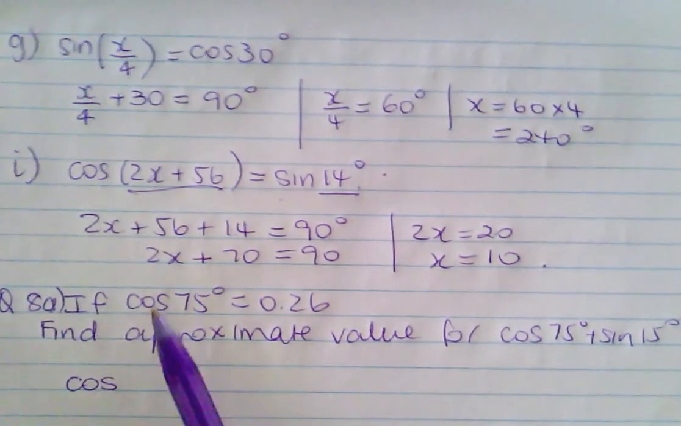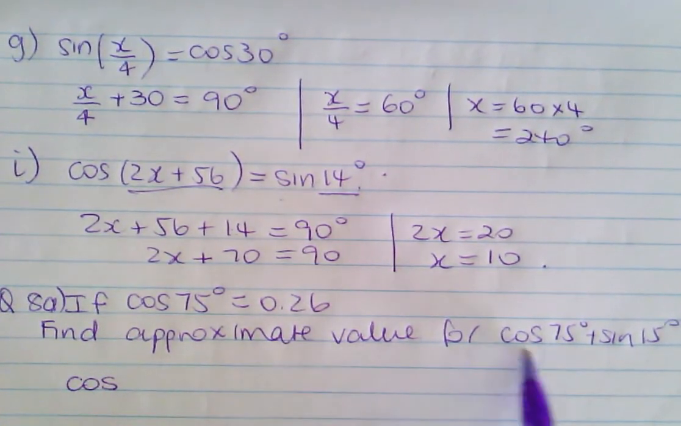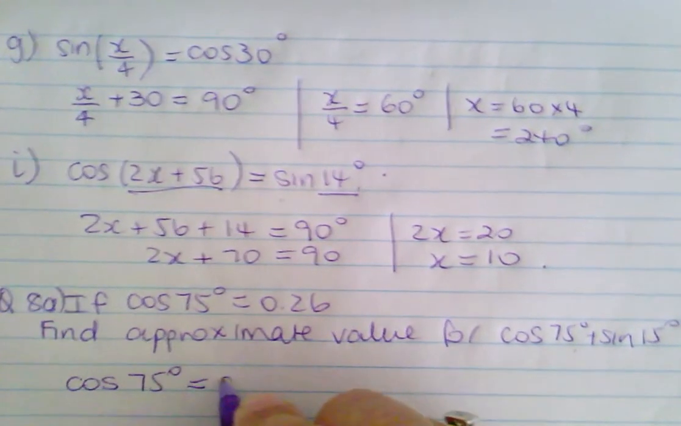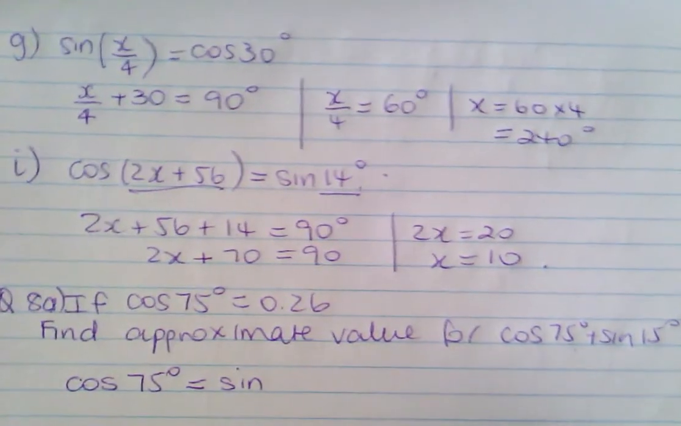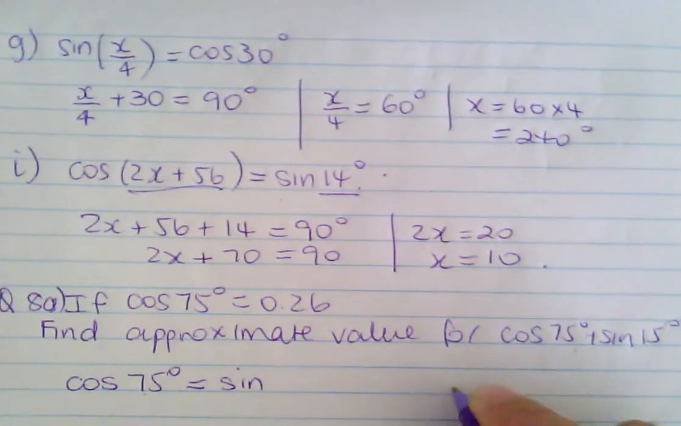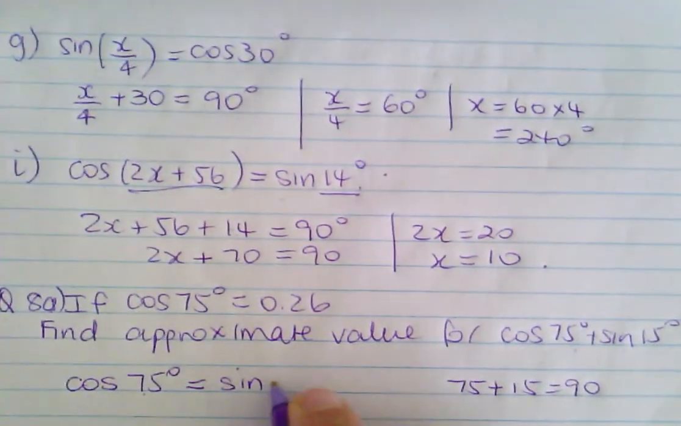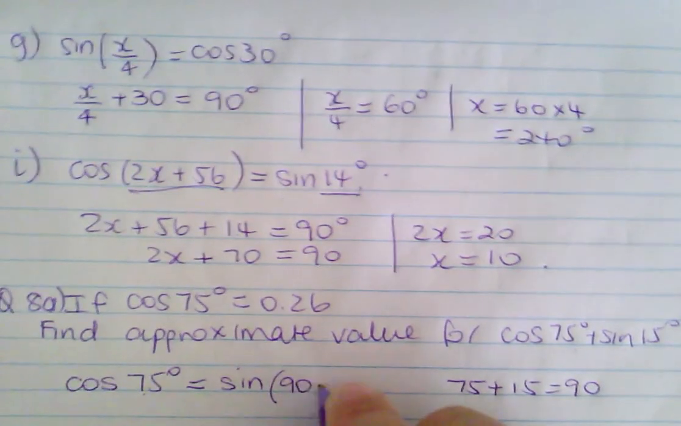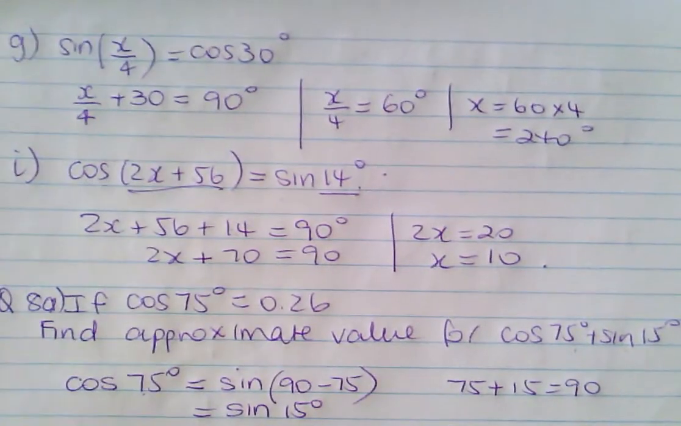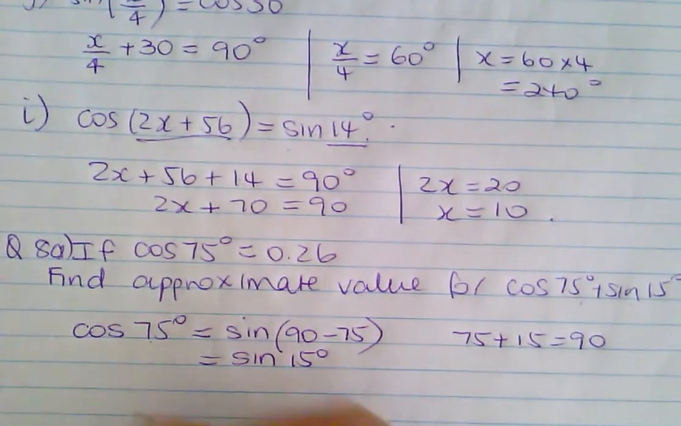Okay, this last question, 8a. If cos of 75 degrees is 0.26, find an approximate value for cos 75 plus sine 75. We know that cos 75 equals sine of, you know that 75 and 15 makes 90. So that equals sine 15, or you could write sine of 90 minus 75, which is sine 15. So therefore, cos of 75 degrees equals sine of 15 degrees.